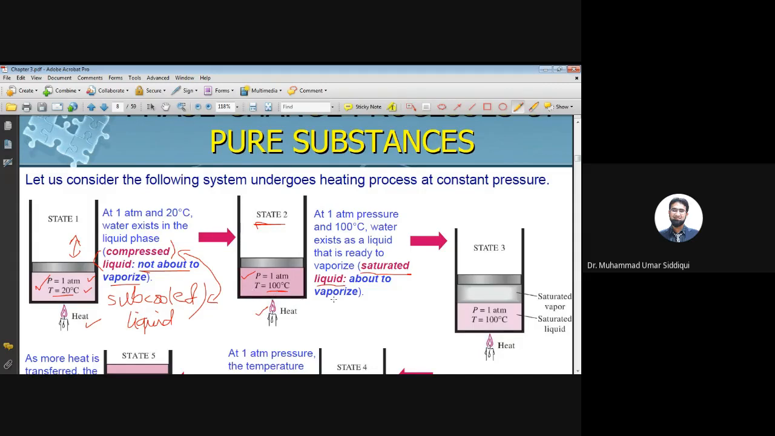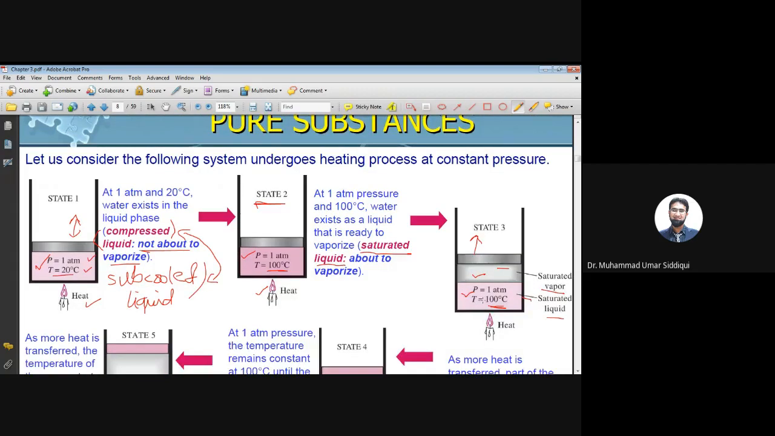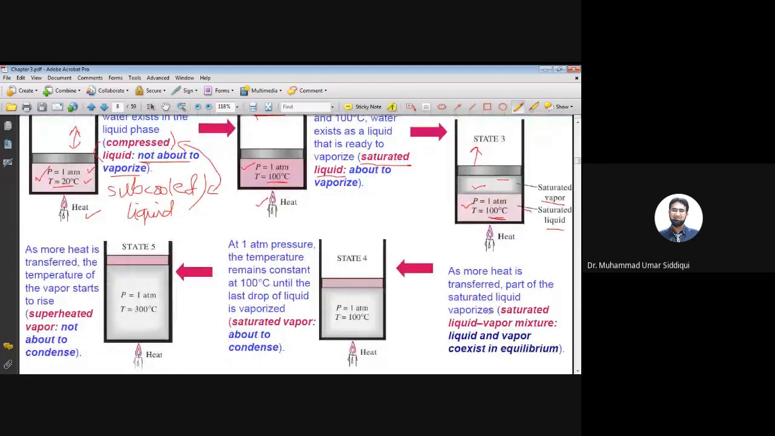Okay, now you heat it more and some vapors start to generate. The piston is going to move up as the vapors are generating. So now at the top side we have the vapors, at the bottom side we have the liquid, but the temperature still remains 100 degrees. So you keep on heating, and now you will have vapor and liquid both present at the same time. This kind of state is known as saturated liquid vapor mixture.